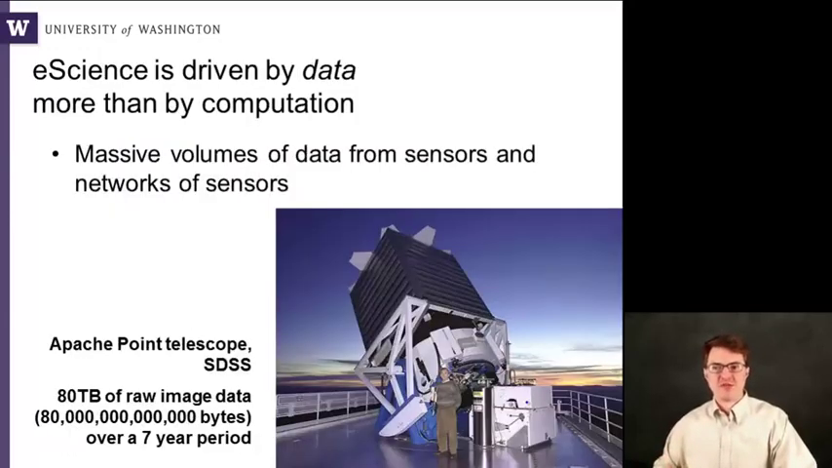So we've said that eScience is driven by data more than by the computation. Some examples of the size of the data that's coming out. The Apache Point Telescope, the primary instrument for the Sloan Digital Sky Survey that we might refer to multiple times in this course, produced 80 terabytes of raw image data over a 7-year period. At the time, this is a pretty significant data size, and even by many standards is still today.